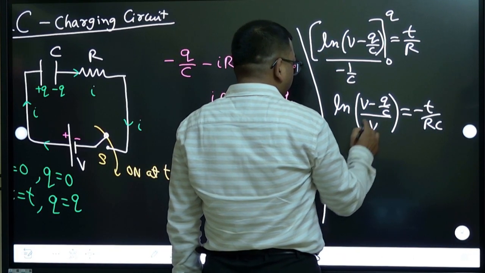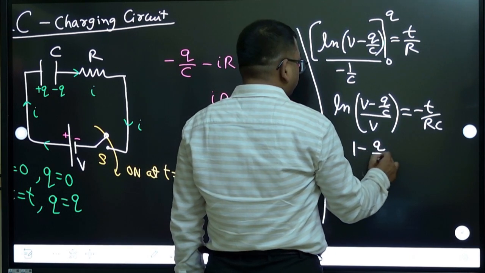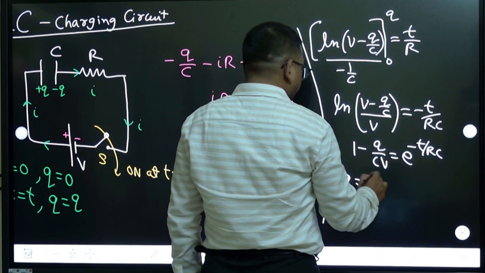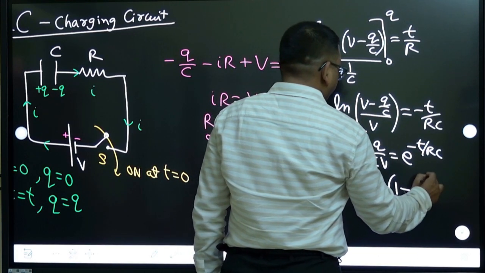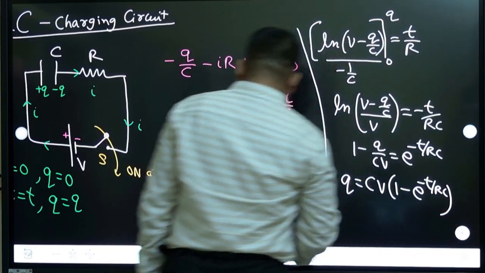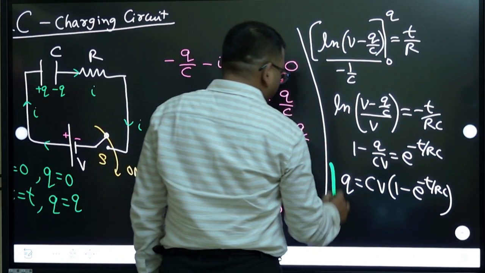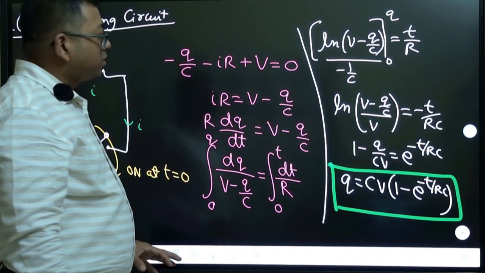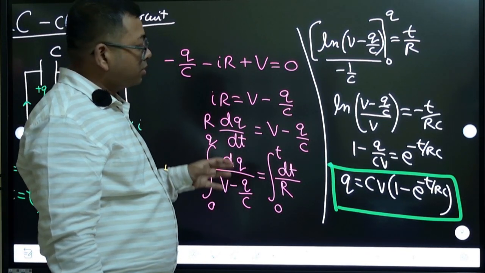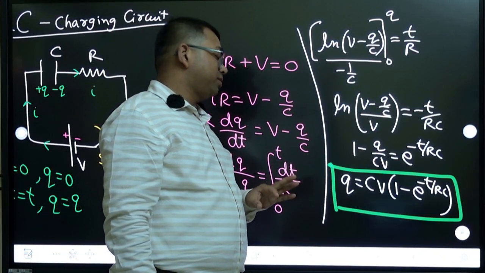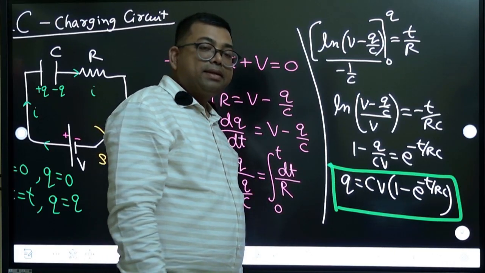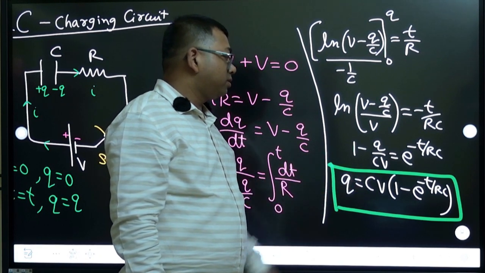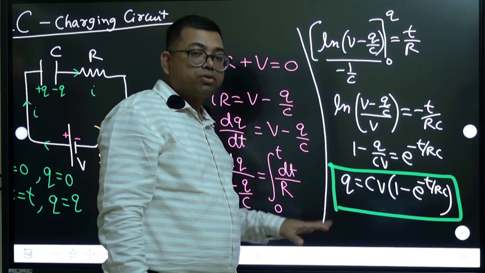So then you take the power, and here it will become 1 minus Q by CV is e to the power minus t by RC. So Q becomes CV times 1 minus e to the power minus t by RC. This is how the charge is changing in this capacitor. So charge Q is equal to CV, CV is like the maximum charge, times 1 minus e to the power minus t by RC. Okay, so you can put any time and you can calculate. Suppose time 0 means 1 minus 1 will become 0, so total charge is 0 on the capacitor.